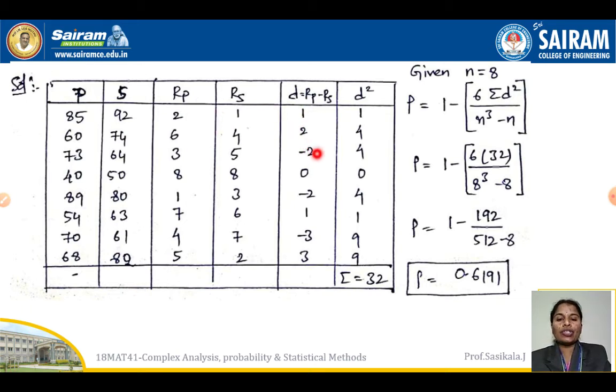I will get the answer as 1, 2, minus 2, 0, minus 2, 1, minus 3, 3. Now D squared will be 1 squared, 2 squared, minus 2 squared, 0, minus 2 squared, 1 squared, minus 3 squared, and 3 squared will be 9. So the sum of D squared is equal to 32. Okay, you can verify it with the calculator. Now go for the formula. Rho is equal to 1 minus 6 into summation D squared by n cube minus n, which is 1 minus 6 of 32 by 8 cube minus 8. So rho will be 0.6191, which is your rank correlation.